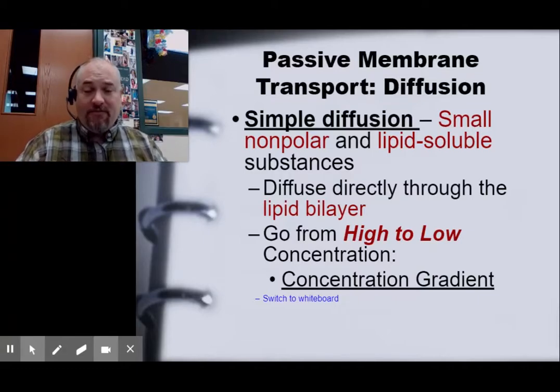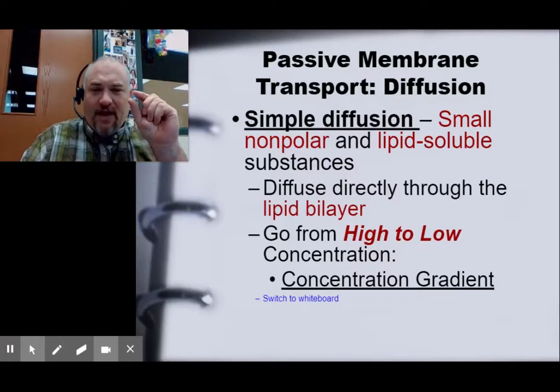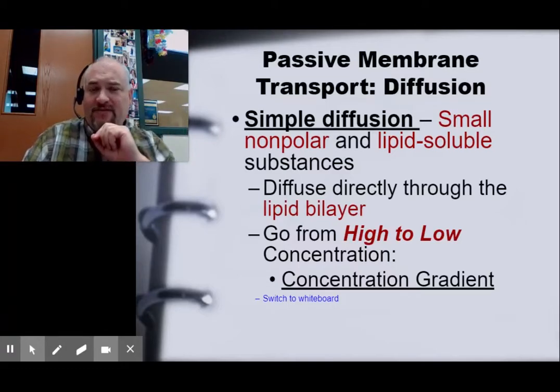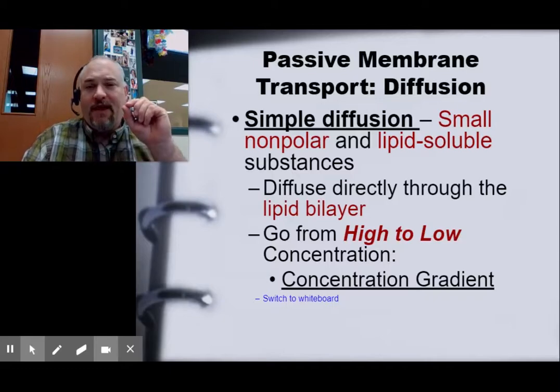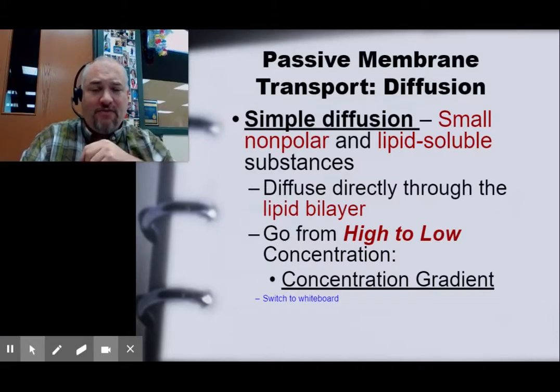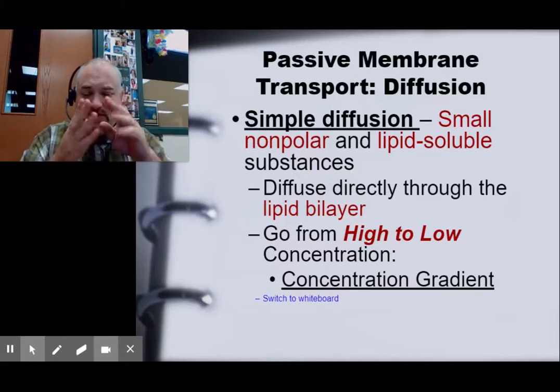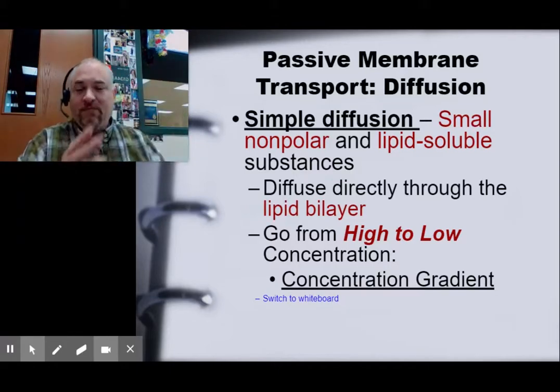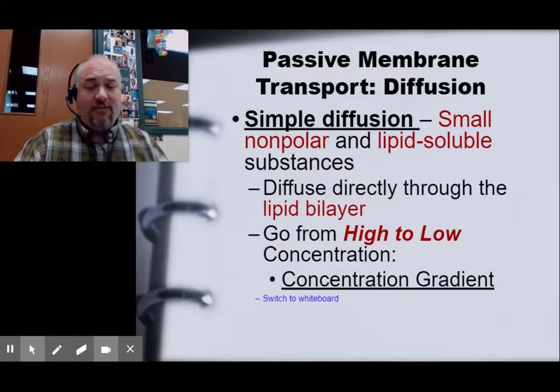First type we're going to talk about is simple diffusion, and that is where very small molecules that are non-polar or lipid soluble are able to pass right between the phospholipid membranes of cells. So the cells can't stop it, the cells can't control it. Alcohol is an example, right? It can pass right through the phospholipid membranes. They're small enough that they can squeeze through those tight little gaps between all those phospholipids, and they are nonpolar, like the lipids are. Lipids are nonpolar.